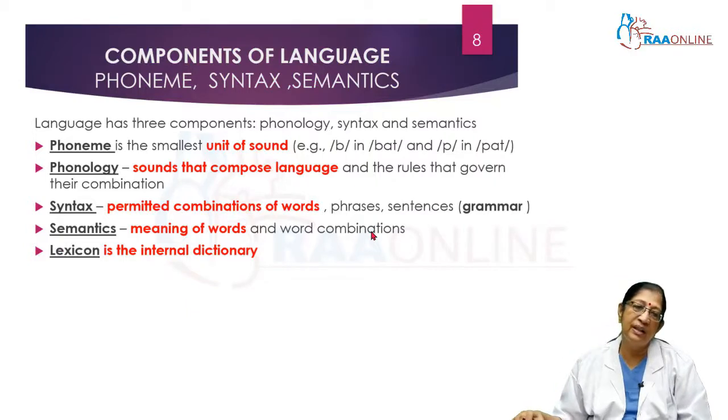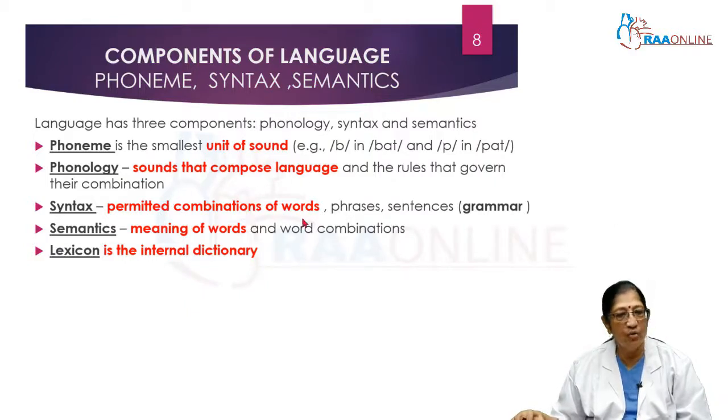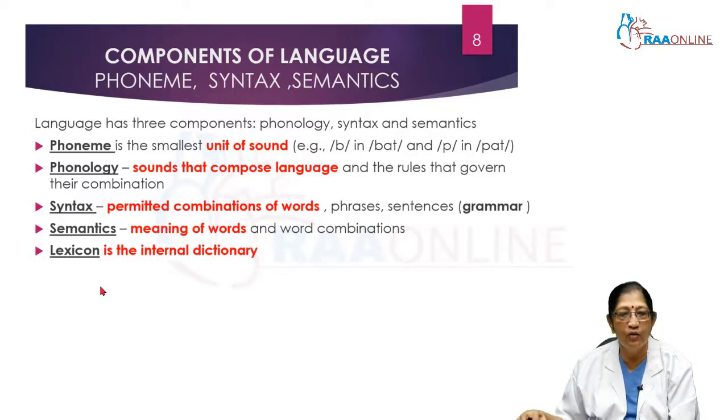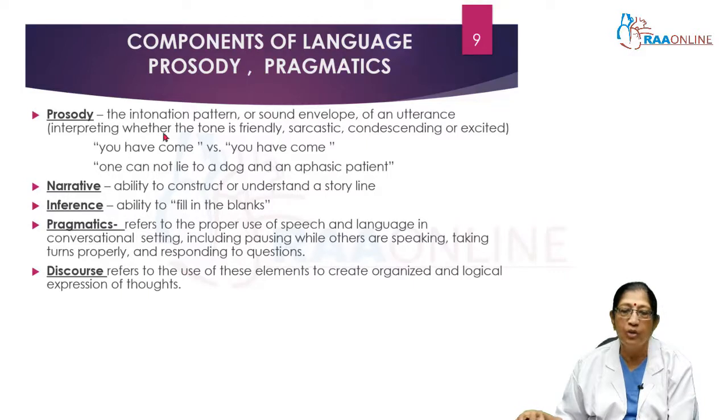Lexicon is our internal dictionary. Phoneme is the smallest unit of sound. Phonology is a combination of how those sounds can be made. Syntax is a combination of words. Semantics is the meaning of words and lexicon is an internal dictionary. Prosody is the intonation of speech or sound and of utterances.